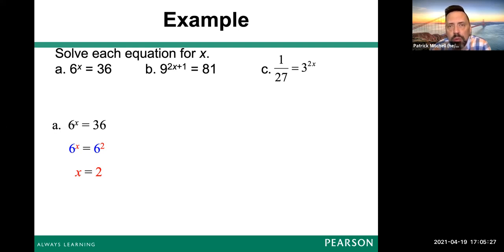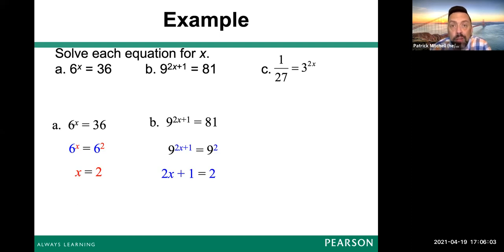All right. And as usual, at any point, if you want to try a problem ahead of me, I always encourage that. Just pause the video and then come back and compare notes. So for letter B, we have 9 to the power 2x plus 1 equals 81. So we're going to rewrite 81 as the power of 9. Of course, that's 9 squared. And by uniqueness of b to the x, if 9 to the power 2x plus 1 equals 9 squared, the only way that can happen is if 2x plus 1 equals 2.